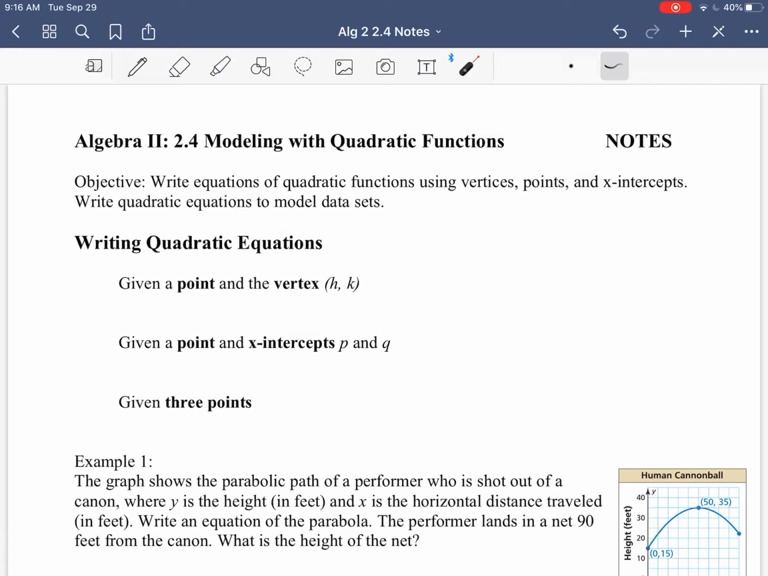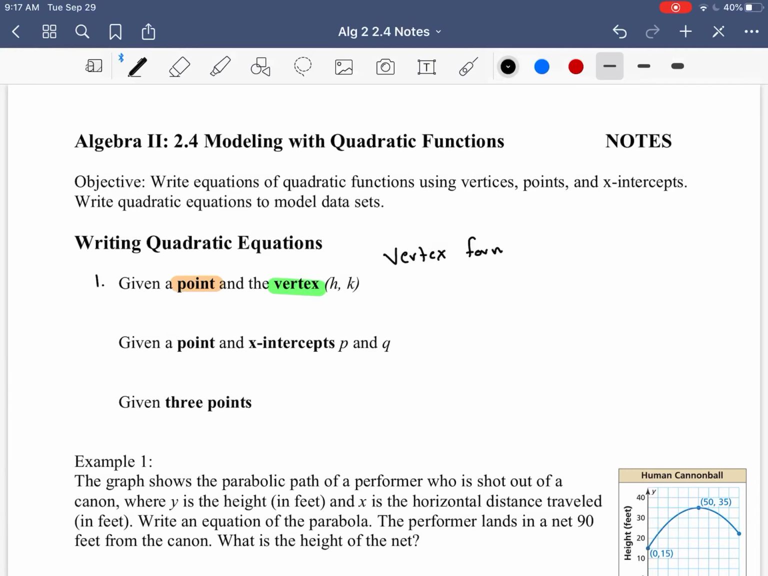Okay, so based on the information you're given, there's really going to be three different ways we're going to do our problem. The first way is if we're given a point and the vertex. The important part here is you have to know that vertex. The vertex is going to be the point (h, k). Those are just the variables we tend to use for a vertex. And you need one other point, for you to determine whether that opens up or down and how wide or narrow that parabola is. So if you're given the vertex, we're going to use something called vertex form.